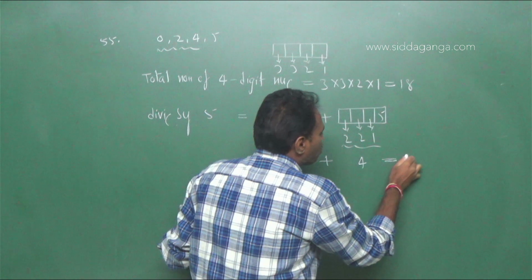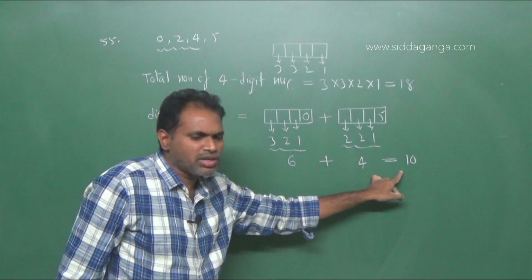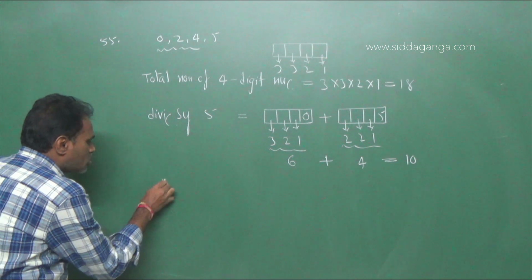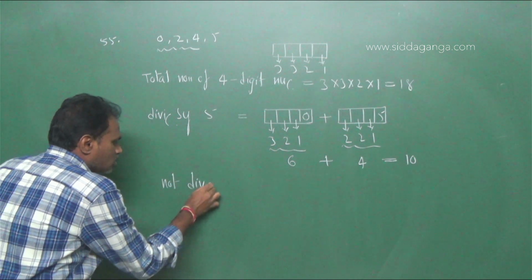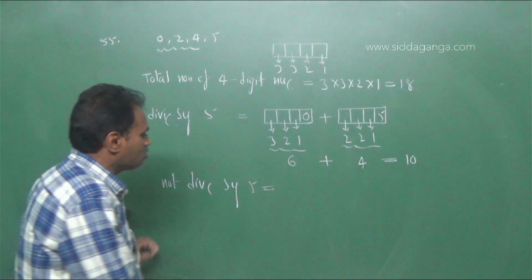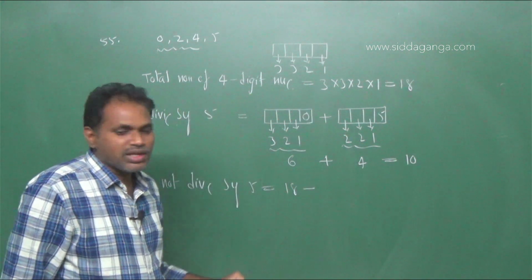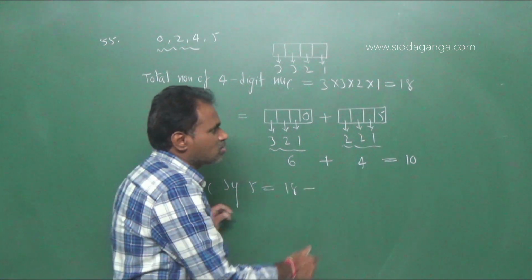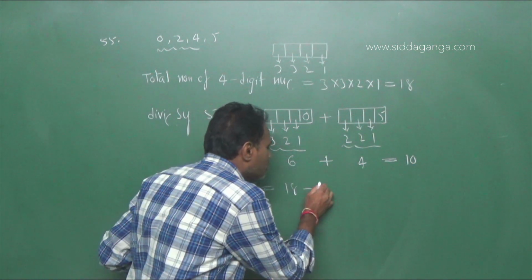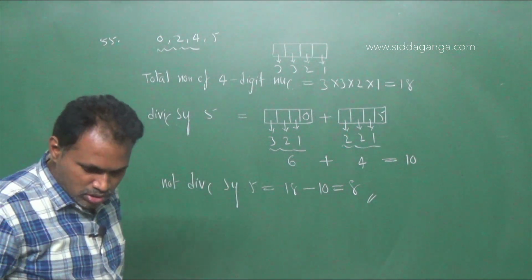Therefore, the number of 4 digit numbers which are divisible by 5 is 10. But the number of 4 digit numbers which are not divisible by 5 is equal to total 4 digit numbers minus numbers divisible by 5. Total 4 digit numbers are 18 and divisible by 5 is 10. Therefore, 18 minus 10 equals 8. Therefore, option 2 is right. Next question.